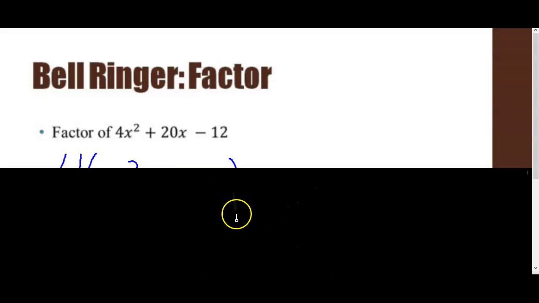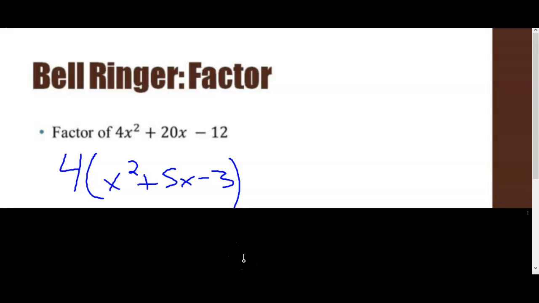So in example number 1, the very first thing you should do is pull out a factor of 4. In number 1, we say that 4 is the GCF. So we bring 4 out in front. And then you look at the remaining quadratic and say, okay, what are the factors of -3 that sum to 5?